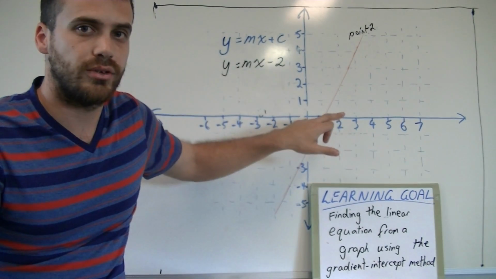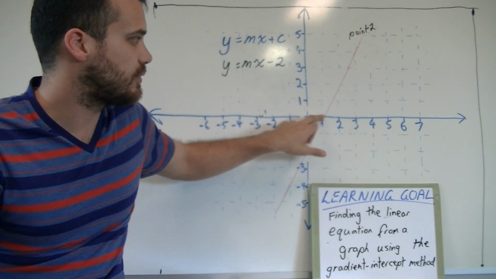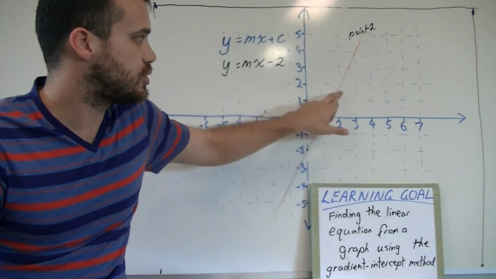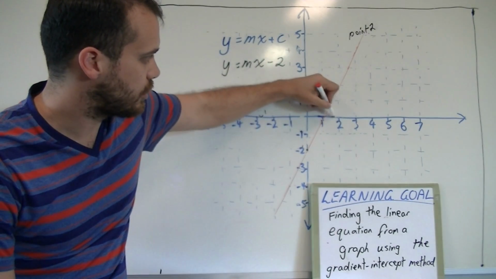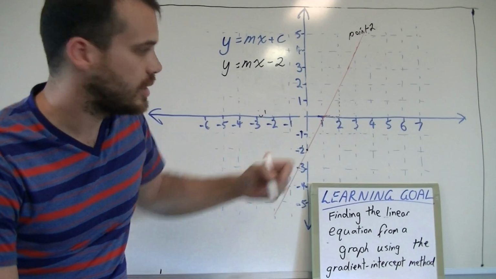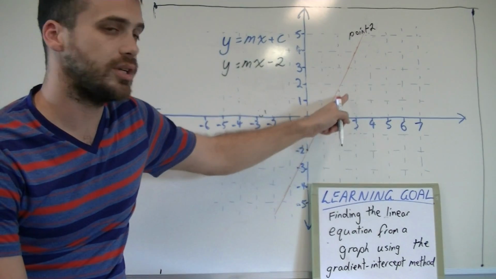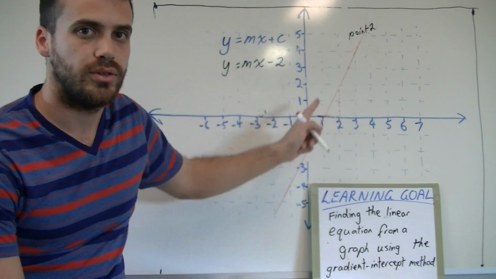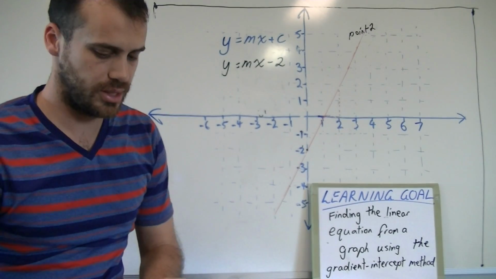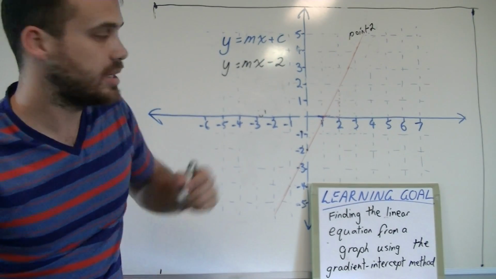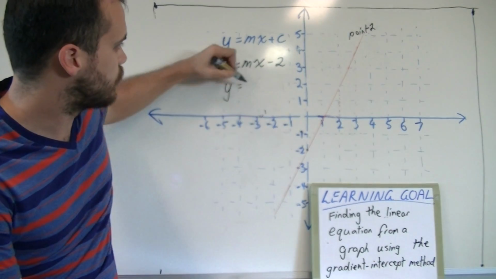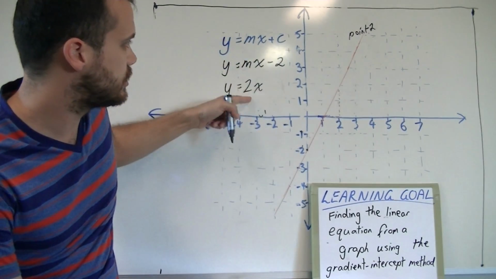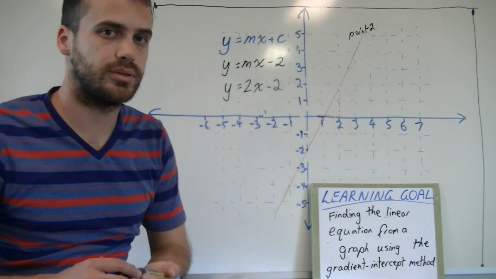Now, if I calculate the gradient using rise over run, you can see that I have to go 1 across and 2 up. I have to go 1 across, 2 up. That means that the gradient is rise over run, 2 over 1. The gradient for this particular line is 2. That means that the equation of this line is y equals 2x minus 2.